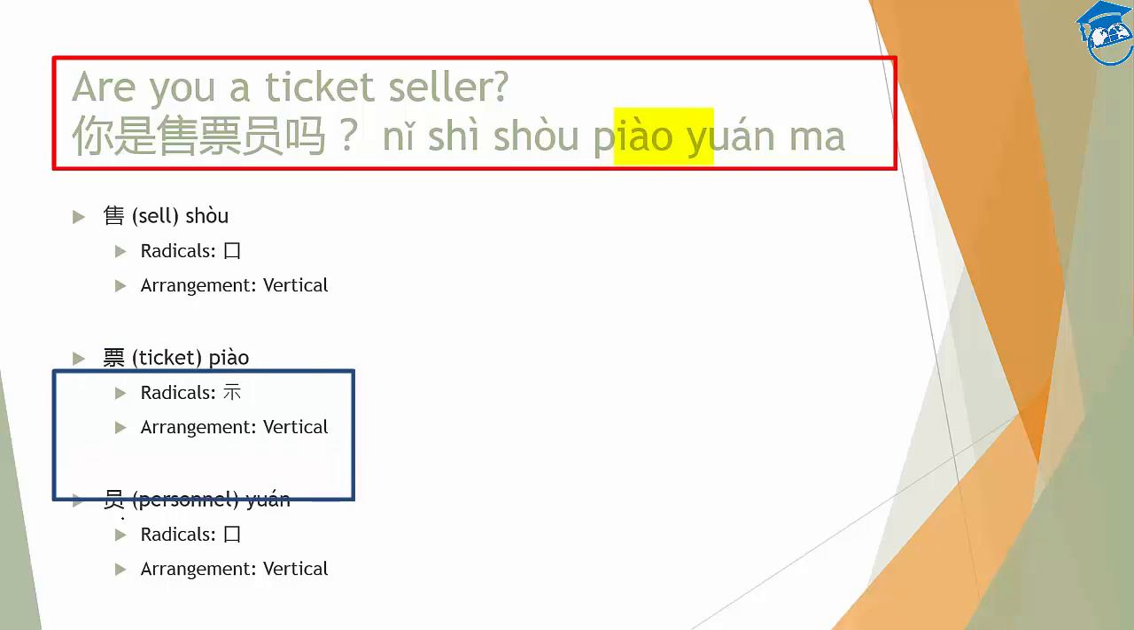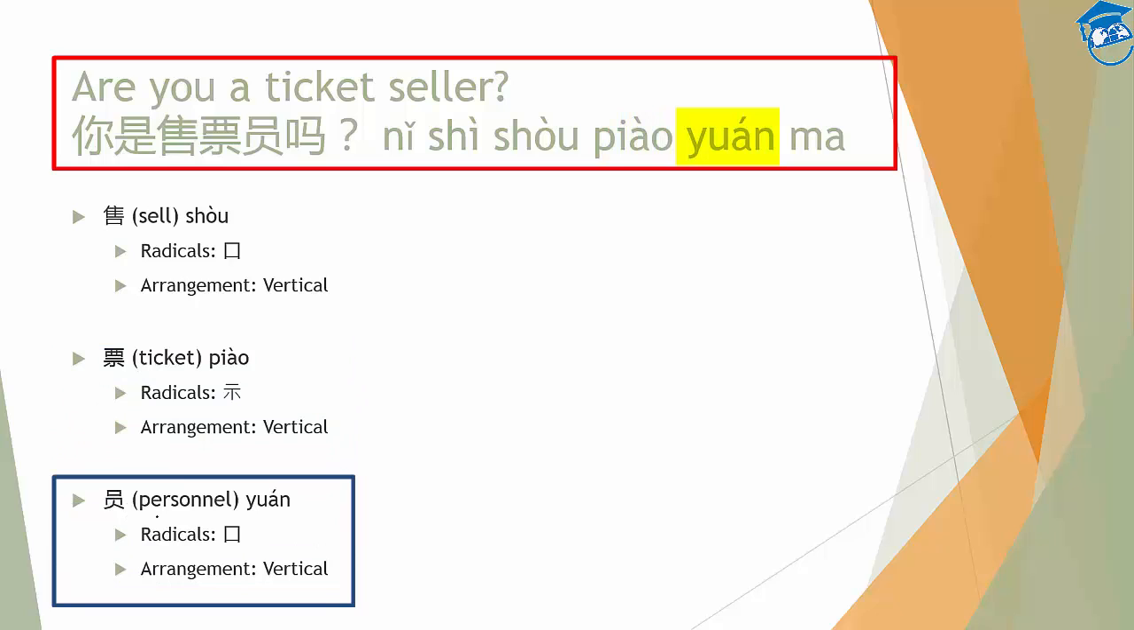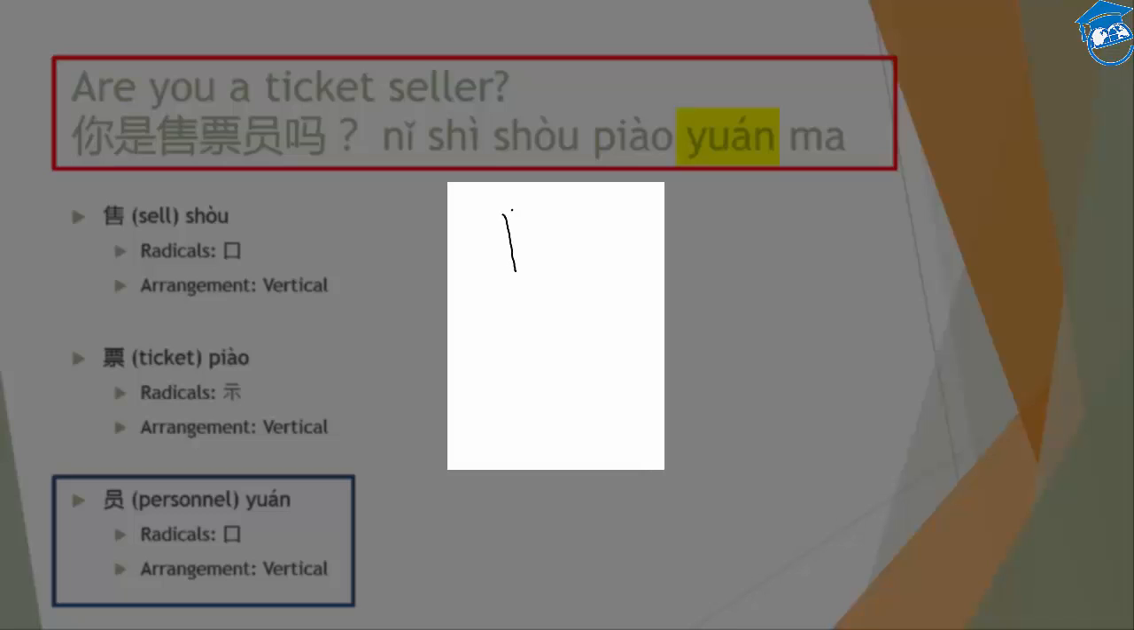Okay, the last of the new words here is 元. 元 is generally used to say personnel, and it has to be combined with other words to have meaning. So this is the pinyin, and the radical is this one, what's on top. So the arrangement is vertical. Okay, so here's how to write 元. 1、2、3、4、5、6、7、元.